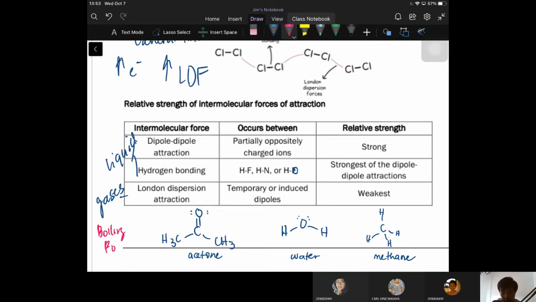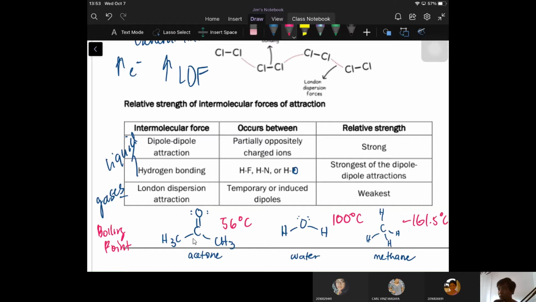Anyway, pwede namang boiling point, pwedeng melting point yung basis natin. Same lang naman yung concept. Kapag mahina yung attraction, mabilis mag-boil, mabilis mag-melt. Pag malakas yung attraction, matagal mag-boil, matagal mag-melt. So, let's have acetone, 56 degrees Celsius. Water, of course, 100 degrees Celsius. Ang methane, boiling point, negative 161.5 degrees Celsius. Okay. So these are some of the basic, general examples lang.